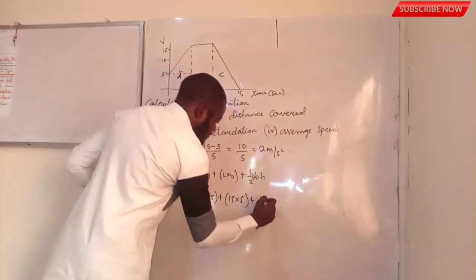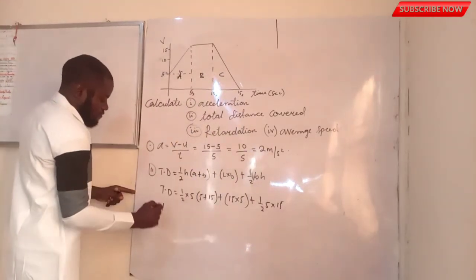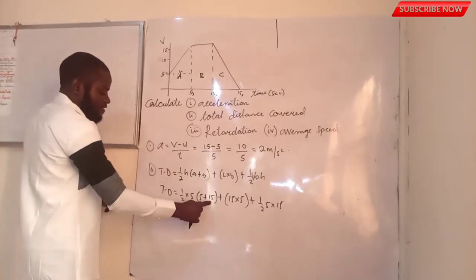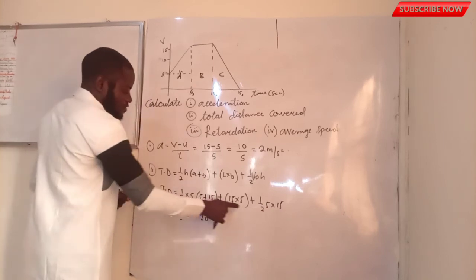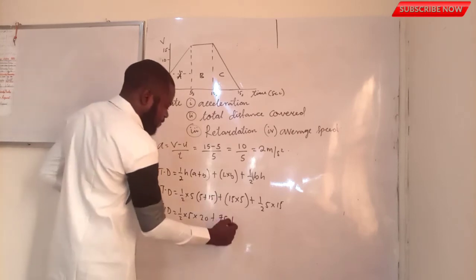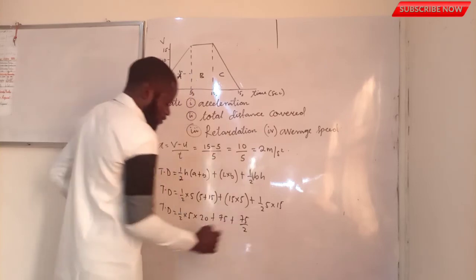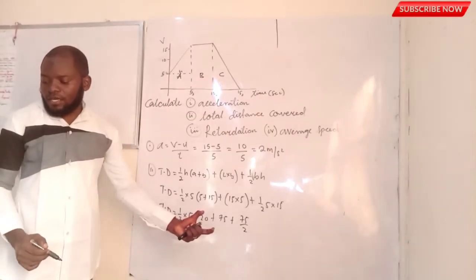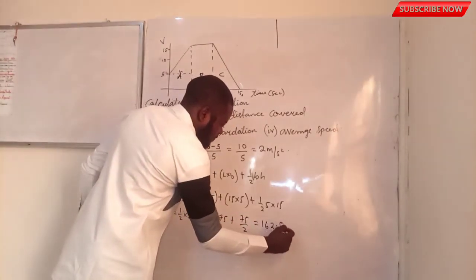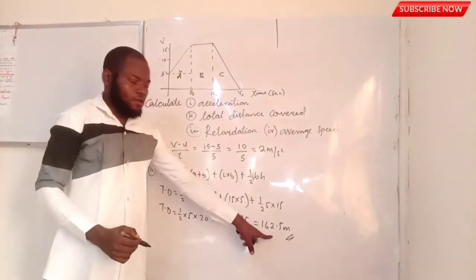The base is 5 and the height is 15. So the total distance is going to be 1 over 2 times 5 times, this is going to give us 20 plus, this is going to give us 75. 5 times 5, so that's 75, plus this is going to give us 75 all over 2. So when we add everything together, we have 162.5 meters. Do we get this now? So that is the total distance.